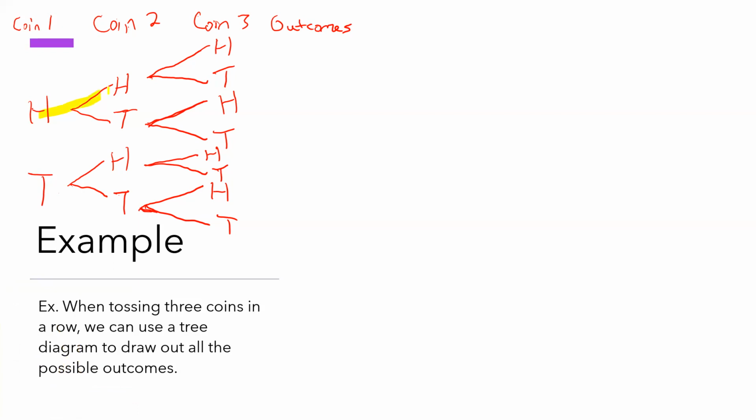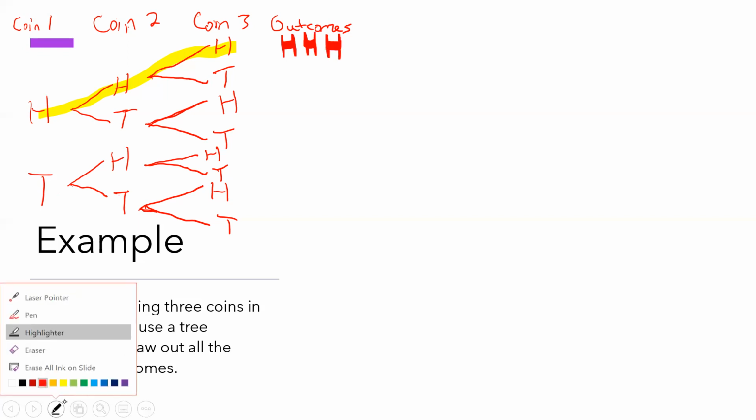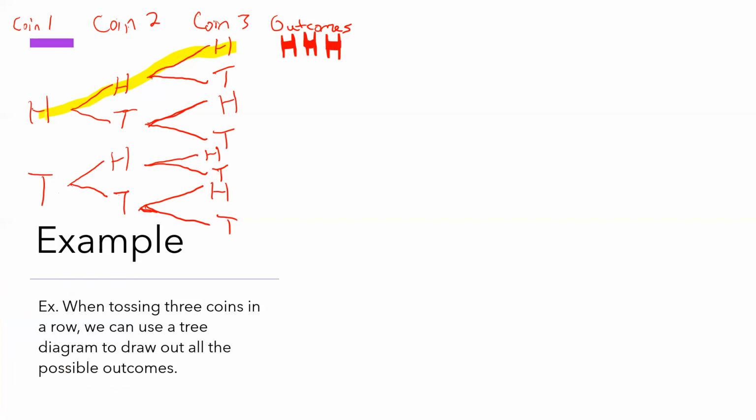So the first one I have is heads, heads, heads. And so that's going to be my first outcome here. So I'm going to write down heads, heads, heads. And then for the next one, I'm going to write down heads, heads, tails. And sorry for switching the color there. And then for the next one, I have heads, tails, heads. And so I write this down here, heads, tails, heads.